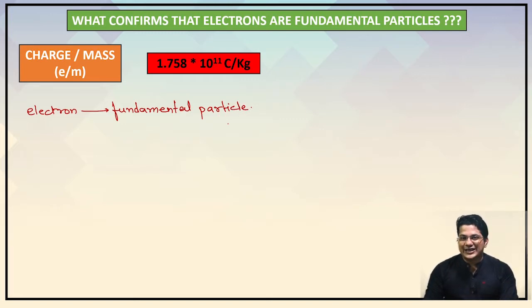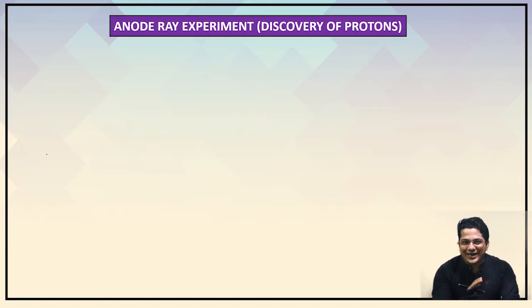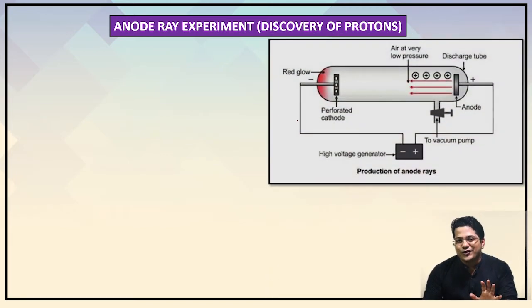So this is therefore referred to as a fundamental particle. Moving on, let's see the next one, that is the proton. For the discovery of the proton, the experimental setup is almost like the cathode ray tube experiment. The only difference, however, listen to this, is you don't have a normal cathode. You have something called a perforated cathode. And we'll see why this is so.